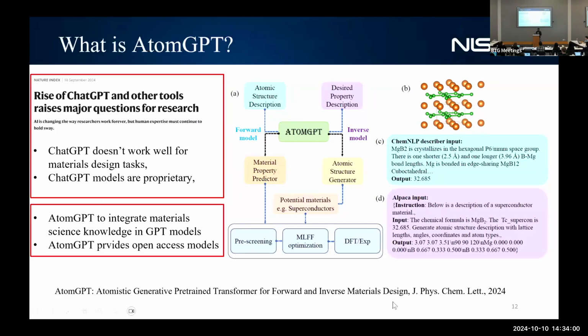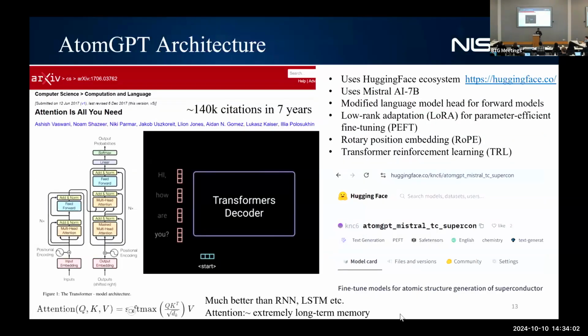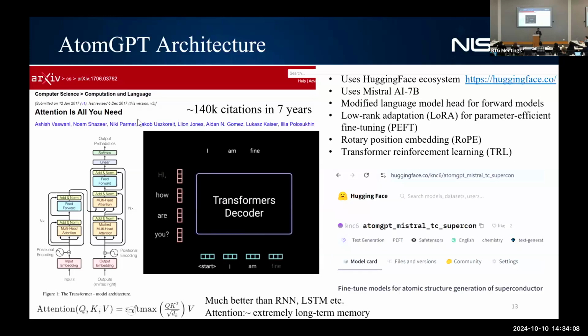This was published, as I said, this year, and I won't have time to go into the details, but this is based on the transformer architecture. This is, I think, one of the highest cited articles in the computer science literature. And most of these models are available on Hugging Face. There are many, many models on Hugging Face. The one we are using is called Mistral AI 7 billion.